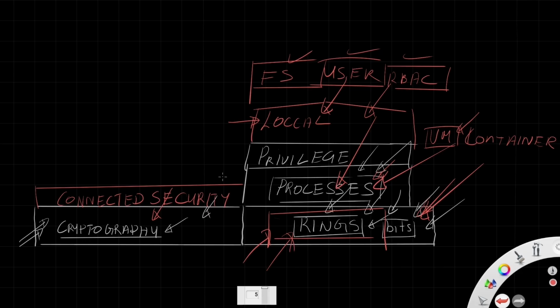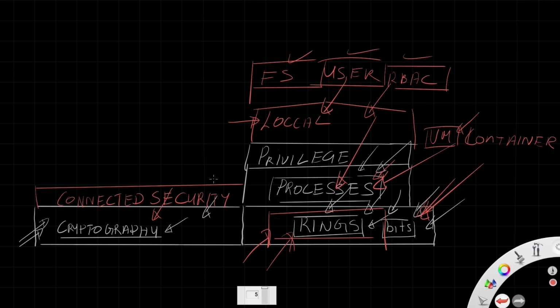Local security is all about the local hardware setting. How about when you send a packet to the network? For example, you're accessing Google, your Gmail, your bank account. You're sending packets to the network. How do you make sure that it is secure?